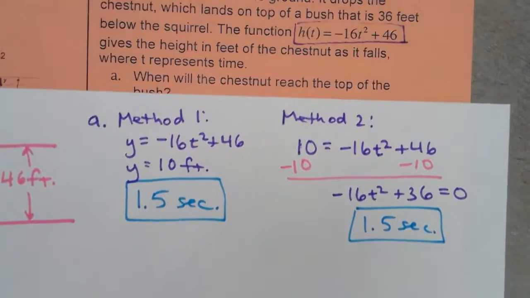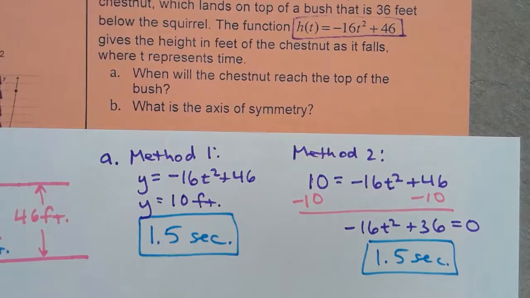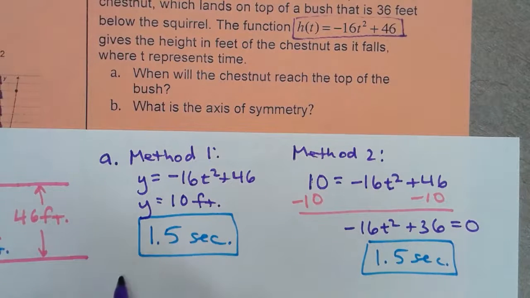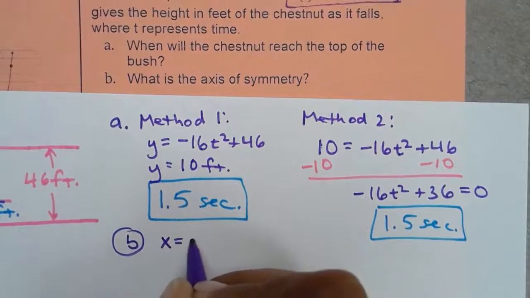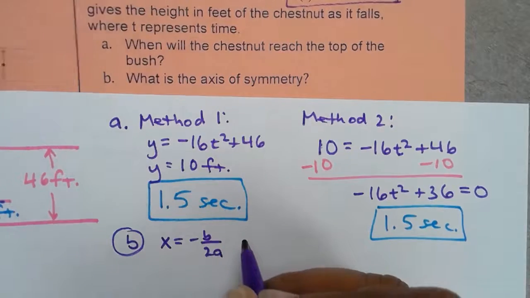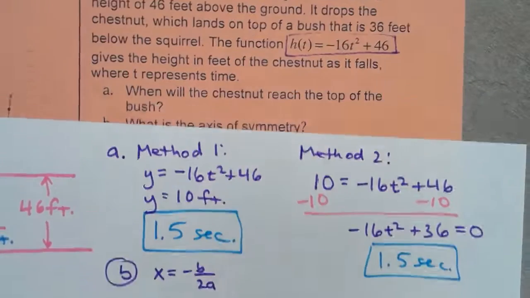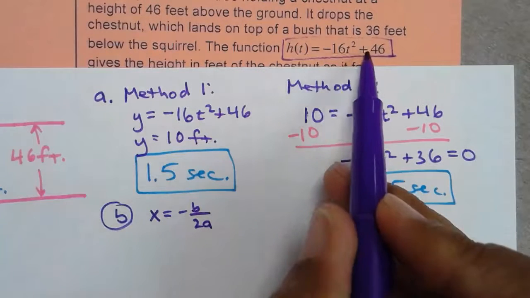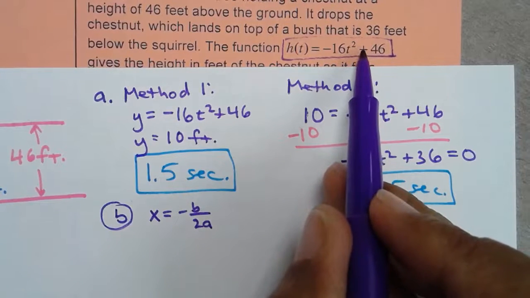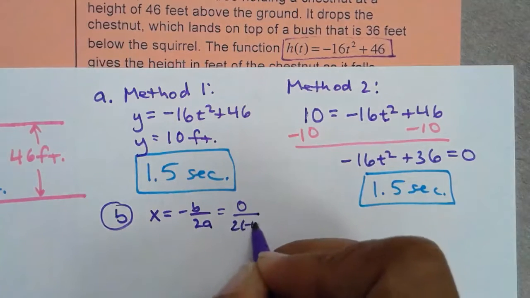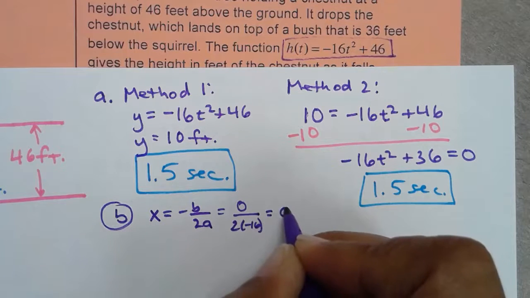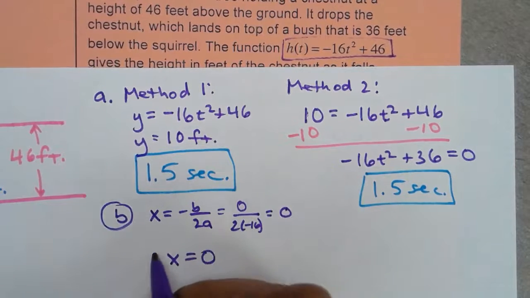All right, and then part B asks you, what is the axis of symmetry? Well, if you look at this equation right here, in part B, axis of symmetry, x equals negative b over 2a. Well, looking at this original equation, the b value is missing. There is no b. So that's just 0 divided by, and it doesn't matter if I say 2 times negative 16, because 0 divided by anything is 0. So the axis of symmetry is x equals 0.